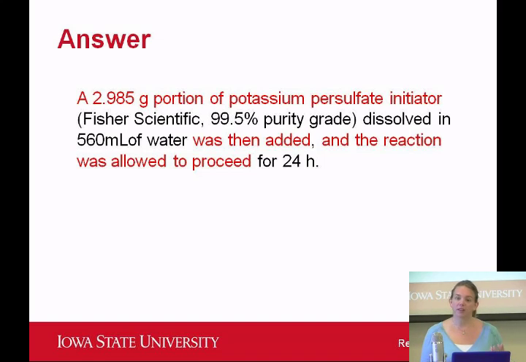We also have a little bit that describes the tools. As we can see, Fisher Scientific 99.5 purity grade, this describes the potassium persulfate initiator. So we have a short little description of the exact tools or materials that were used. But overall, the sentence functions to really describe the experiment procedures that were used. Okay, can you see how these different types of steps can interact together? But we want to be looking for the main function of a sentence. That's our number one goal here.